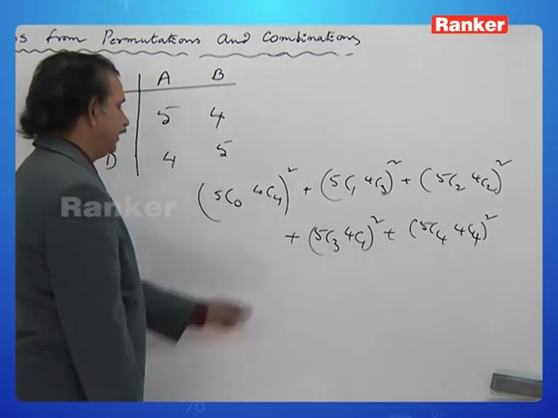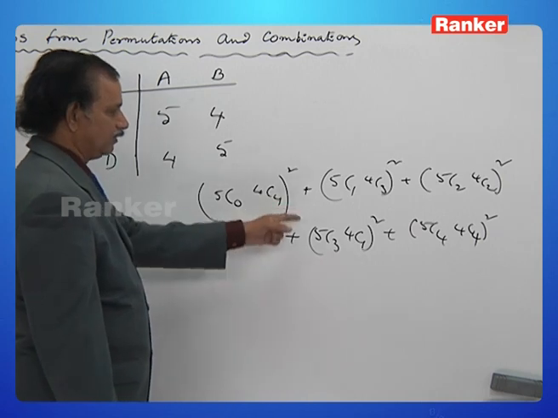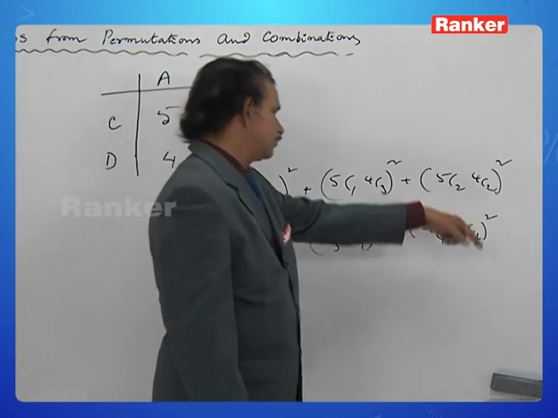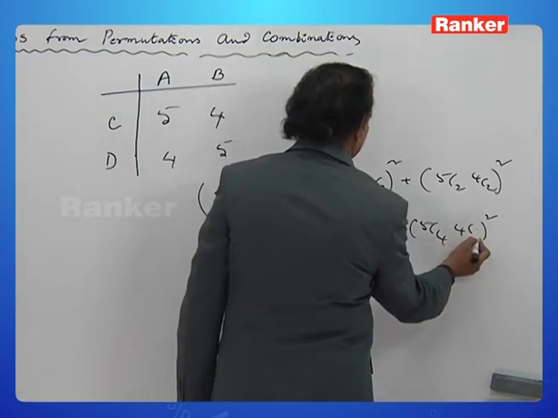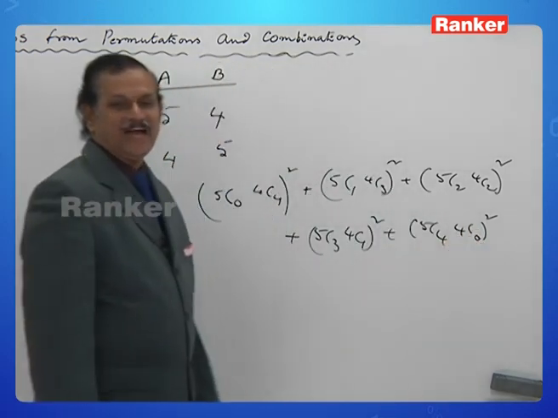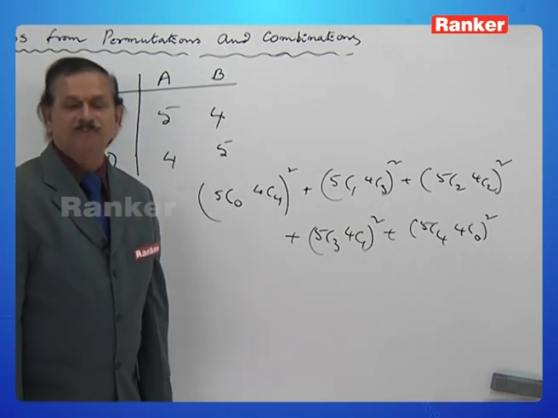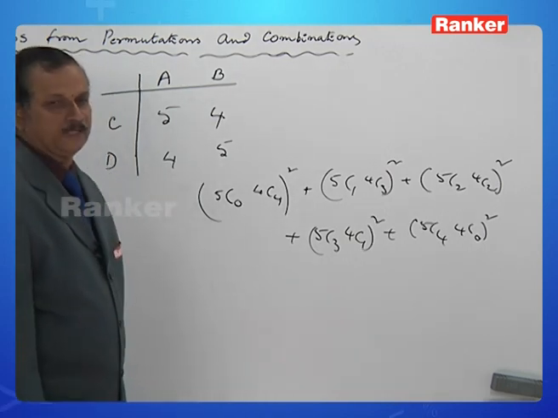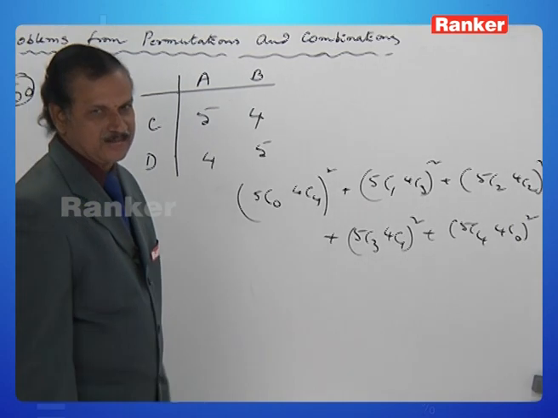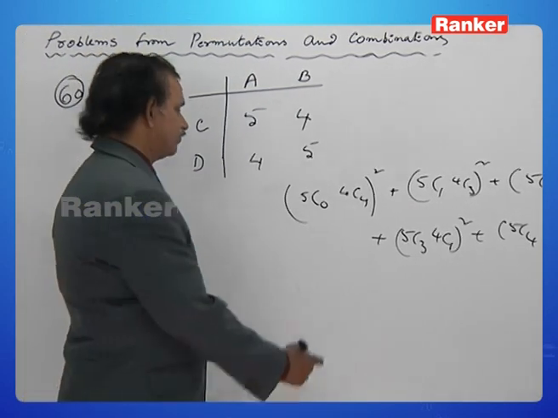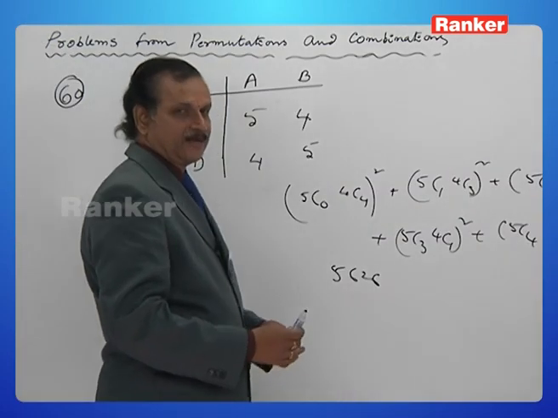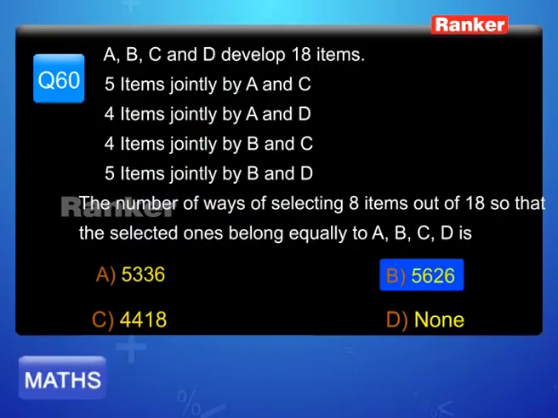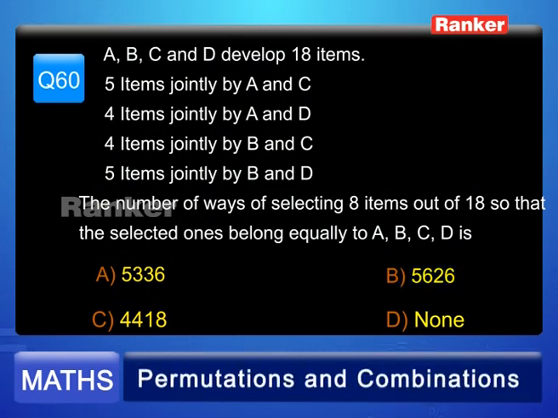Isn't it? Here we have to select 4, whole square. 1 plus 3, 4. 2 plus 2, 4. 3 plus 1, 4. Now you add all these things. You will have the total to be 5626. What is the right answer? 5626 you are going to get. So this is the right option and the right answer. Therefore the answer is option B, that is second option. Answer is 5626.